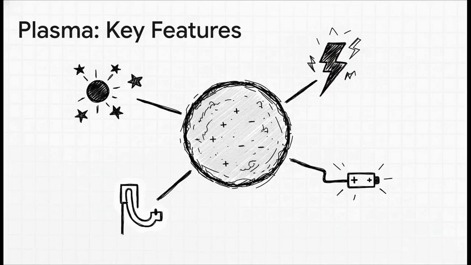Now, here's the crazy part. While it's pretty rare here on Earth, it is by far the most common state of matter in the entire universe. Why? Because the universe is filled with places with extreme heat and energy, like our sun and every other star out there. Even lightning bolts, that's all plasma.